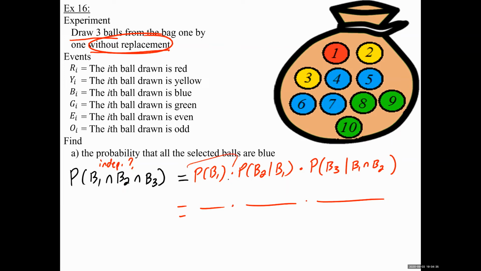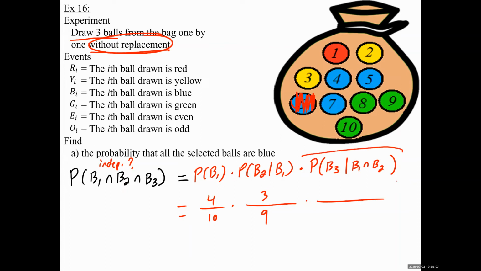On the first draw, what's the probability I get a blue? 4/10. This one is about the second draw, and the first one was already blue. So we drew the first ball, it was blue. It's been removed. Let me remove a blue. And now we're drawing from this new bag. What's the probability I get a blue on the second draw? 3/9.